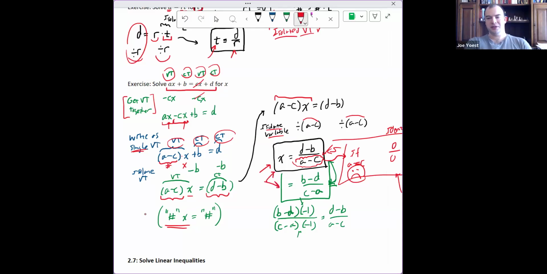Remember that either of these are just two different ways of writing the solution. So if you get either one of them, you've got a valid solution.